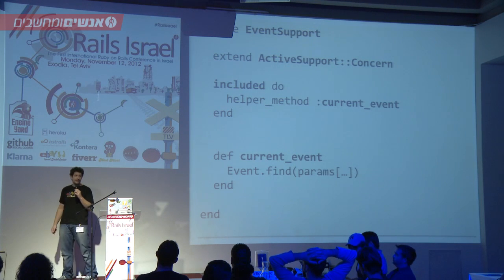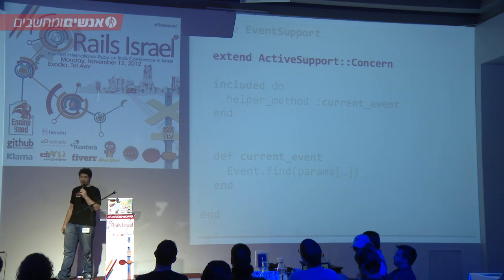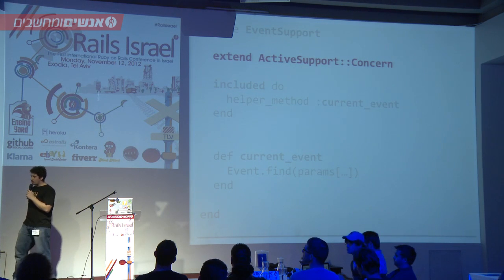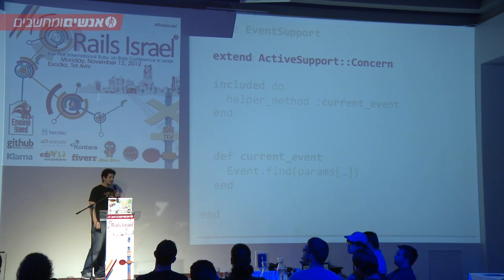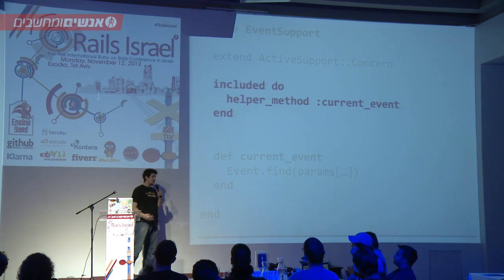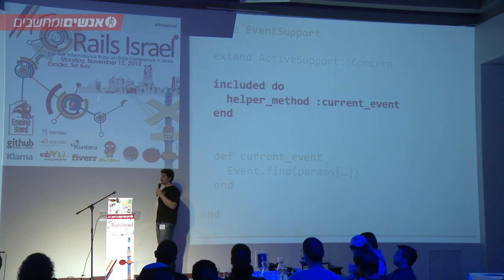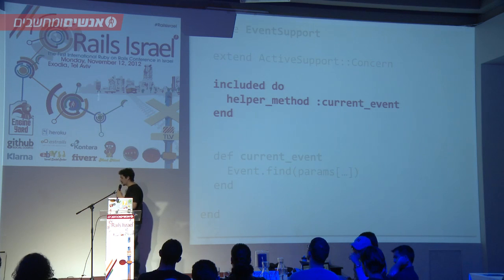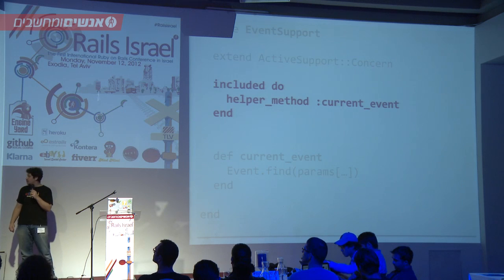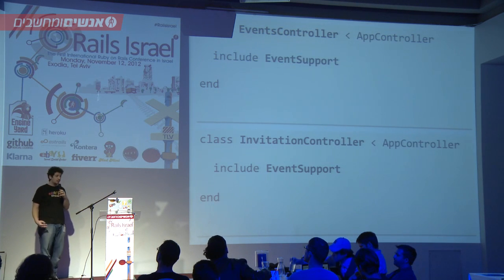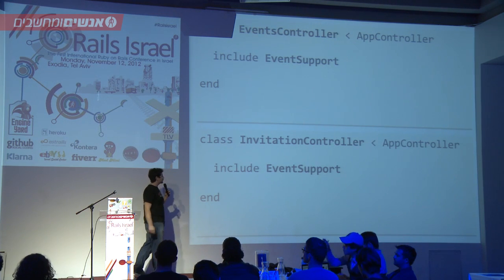A support is very like a regular Ruby mixin. To change a mixin into a support, we just need to extend our mixin with active support concern. And once we do that, we can use our new functionality to run a block of code each time our mixin is included, or our support is included into a controller. In this case, we run the helper method function on the methods that we want to turn into helper methods. And now each time it is imported into a controller, it will be automatically defined as a helper method, and that's really cool.